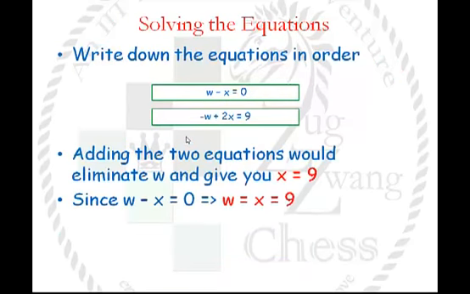Now you have your two equations. So what you have to do here is eliminate one of the variables. Since the coefficient of W in one equation is 1 and in the second one is minus 1, you don't need to multiply either of the equations with a factor. Just adding the two equations would eliminate W. And when you eliminate it, what you get is X being 9. Since W minus X equal to 0, it implies W equal to X equal to 9. As I had said, this is a very simple problem, but it explains how to follow the procedure. And that is very, very key here.